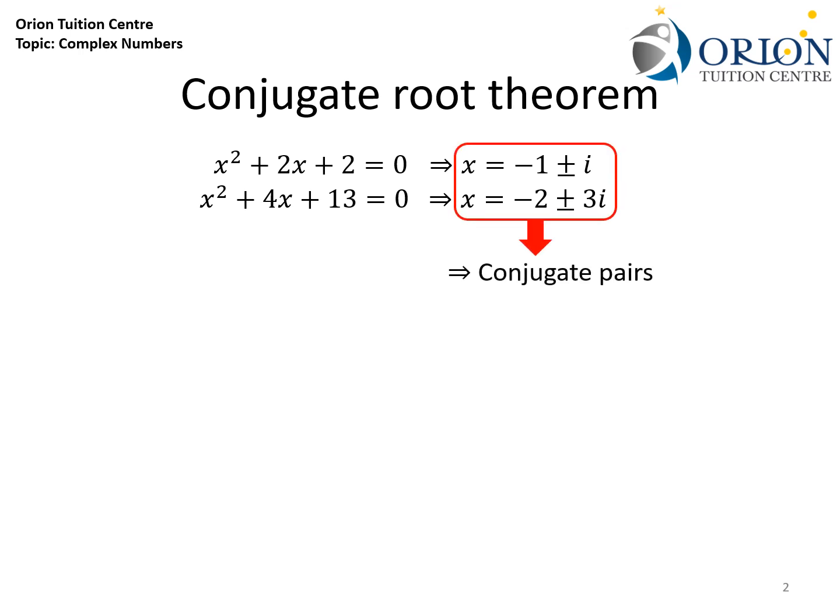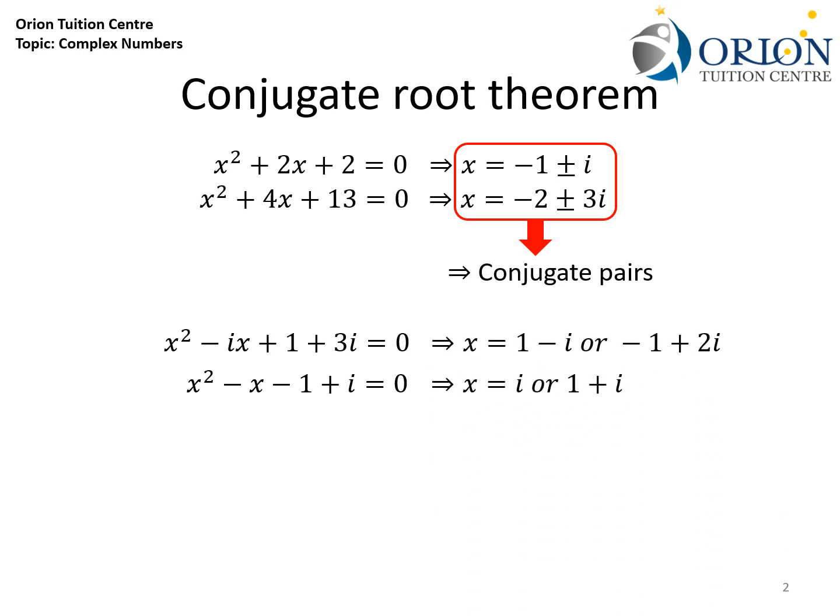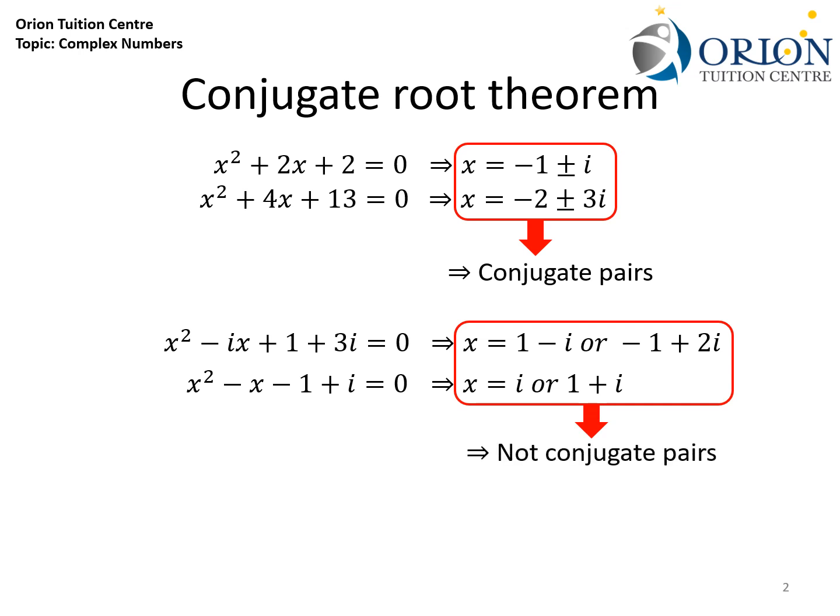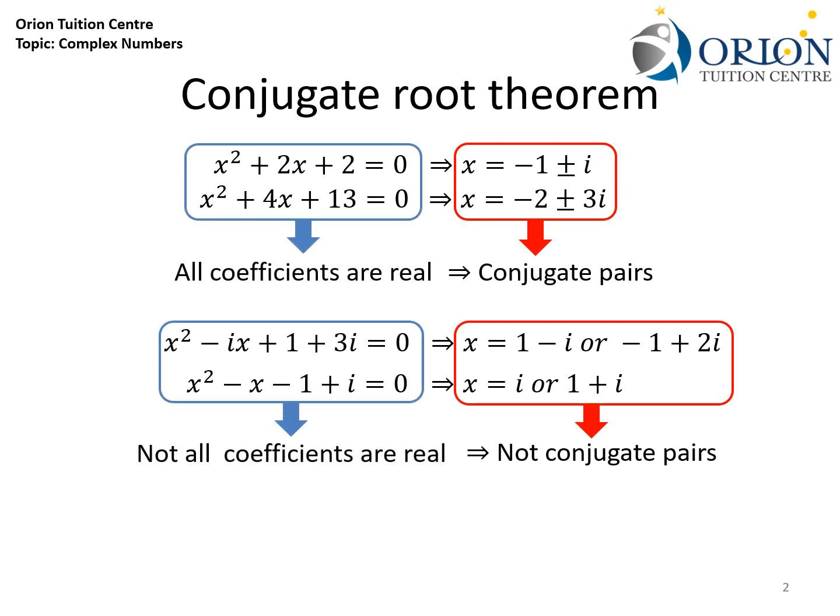But is this always the case? If, for example, we solve other polynomials where the coefficients contain imaginary terms like this, we will find that the roots after solving using the quadratic formula will not be in conjugate pairs, as shown over here. So what we can observe is that if and only if all the coefficients of the polynomial are real, then we will be able to get conjugate pairs of roots.